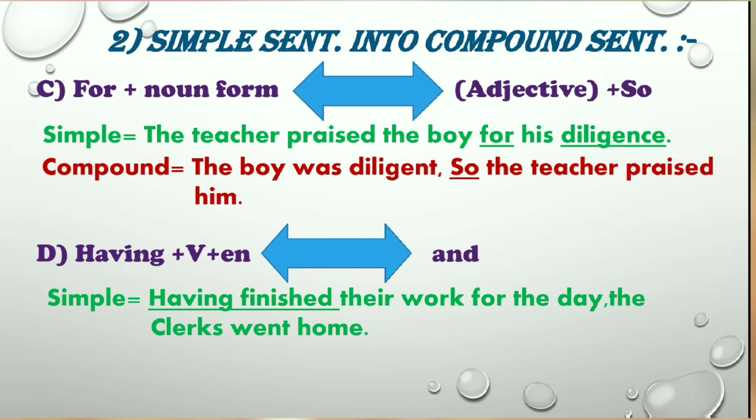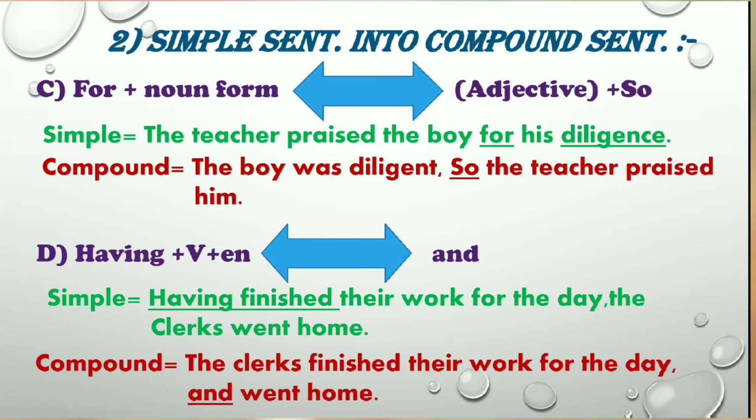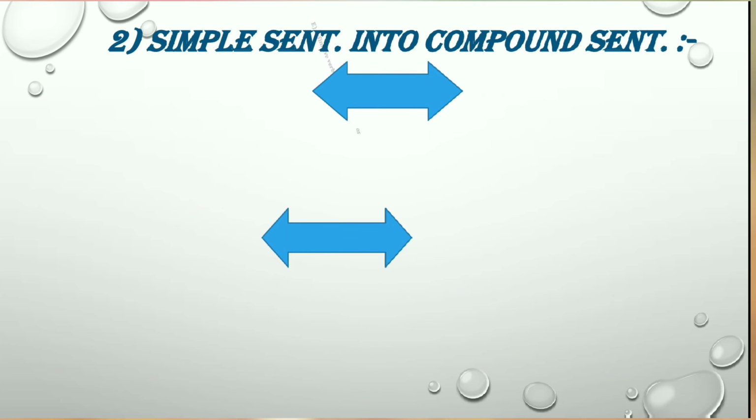Let's see the simple sentence. Having finished their work for the day, the clerks went home. Here, having finished is having plus verb en, the past participle of the verb. So we can have our compound sentence like this: The clerks finished their work for the day and went home. So we remove having plus verb en and use and. Now the next way.